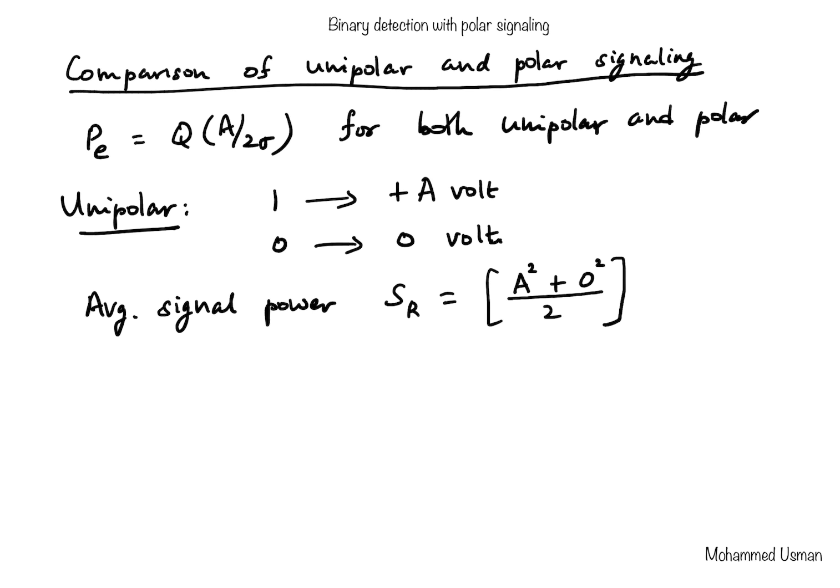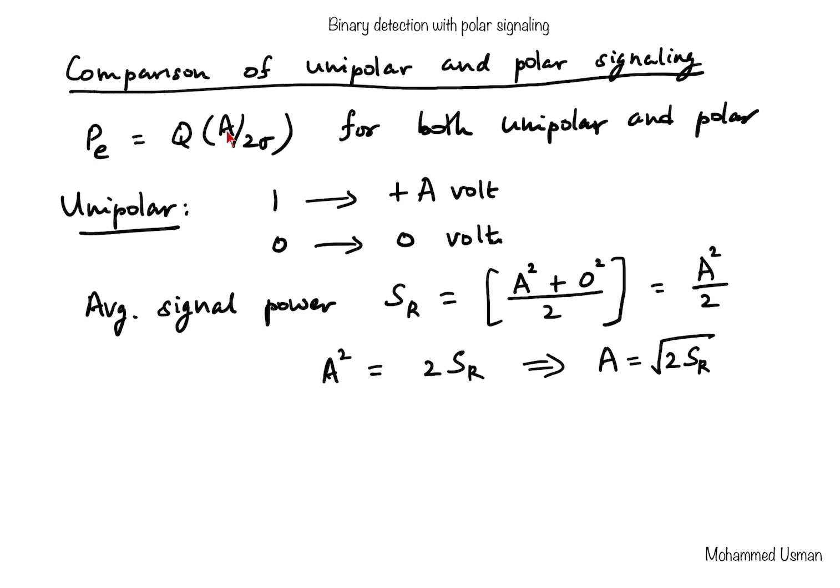So the average signal power when we are transmitting using unipolar signaling is SR equal to A square by 2. Or in other words, we can write this as A square is equal to 2 times SR, or equivalently we can write A is equal to the square root of 2 times the signal power. So this is for the unipolar case.